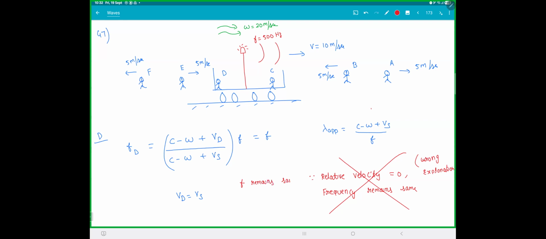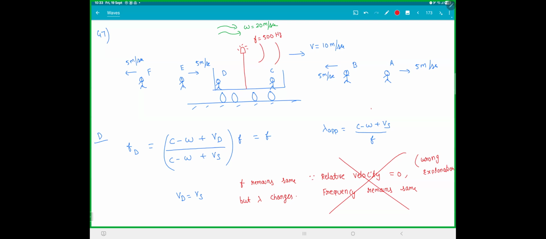Will it increase or decrease? That again depends on the wind speed. W is 20 and V is 10. So if I can adjust the wind speed, I can make it increase or decrease. I can even make lambda the same if I make W and Vs the same. So lambda actually depends on the wind speed and the vehicle gust speed. Clear with this? Can you do it for E and F?